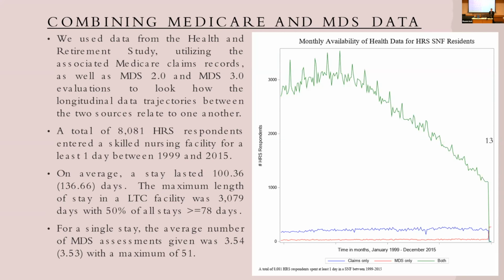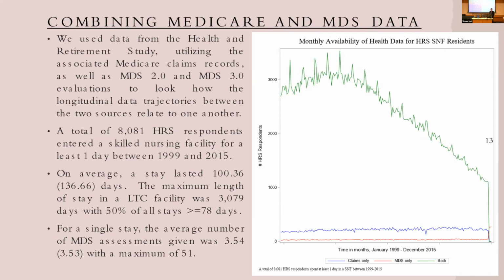Now, an average stay lasted 100 days. And remember, 100 is the maximum that Medicare will pay for. The maximum length of a stay in an LTC facility was 3,079 days, so quite a lot of follow-up for at least one person. And 50% of all stays were greater than 78 days. So you'll get at least 3 evaluations per person. For a single stay, the average number of MDS assessments given was 3.54, with a maximum of 51.